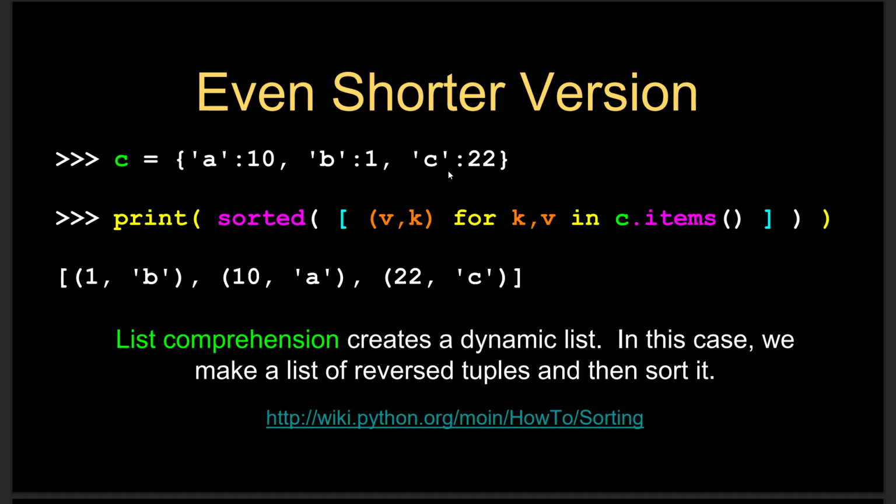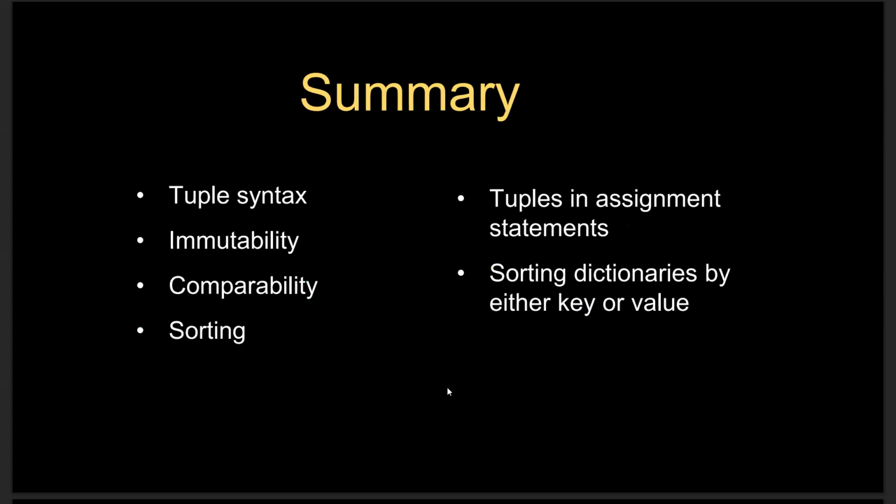See here, we have a dictionary. Here we are using the list comprehension method. After that, I am using the sorted method. After that, we got 1, b; 10, a; 22, c as an output. In this way also you can use it.